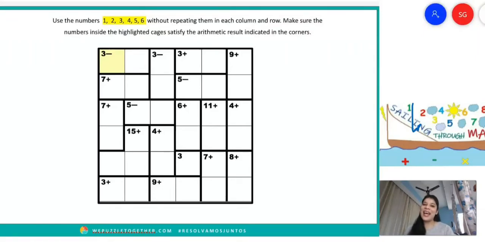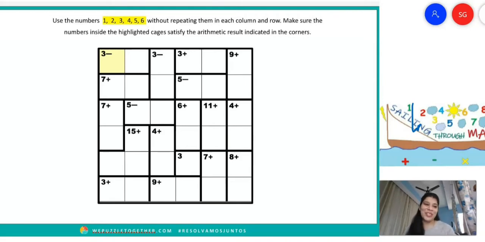So let's have a look at this week's puzzle. This week's puzzle is one of my favorite kinds of puzzle, called Ken puzzle. I have already discussed a 5x5 Ken puzzle with you in one of my previous videos. Today I am going to discuss a 6x6 Ken puzzle with you.